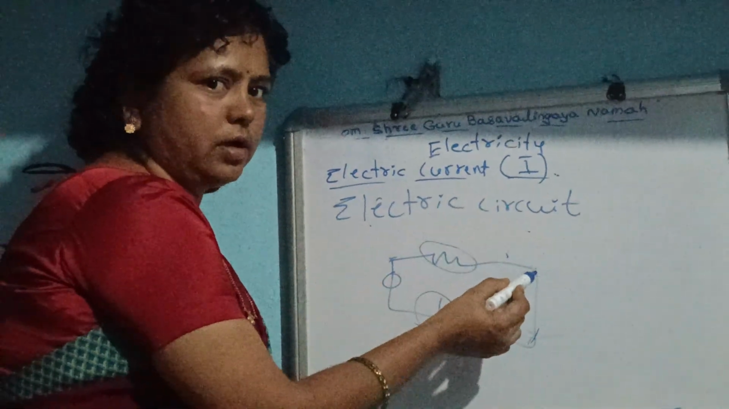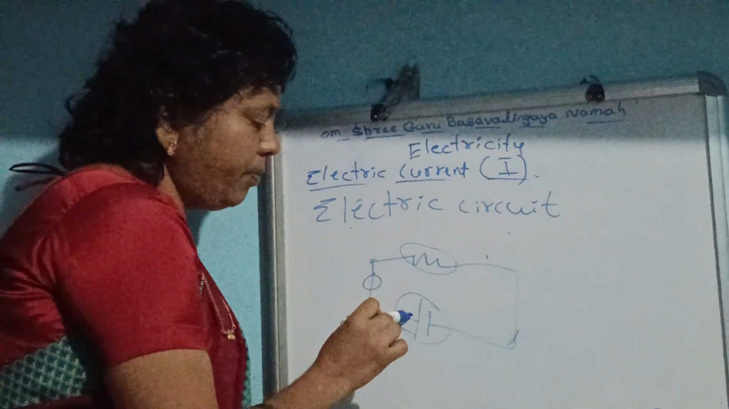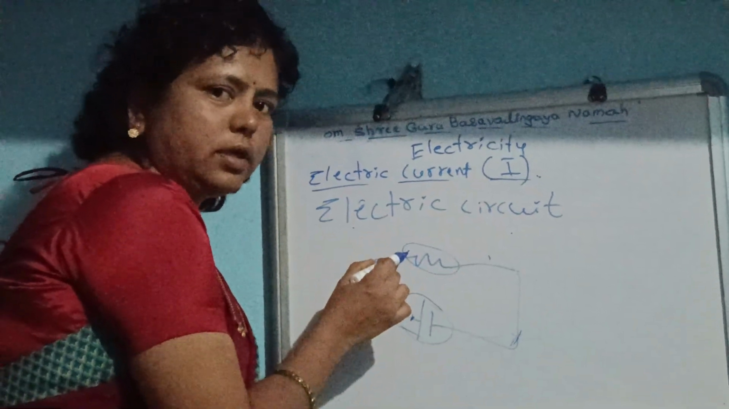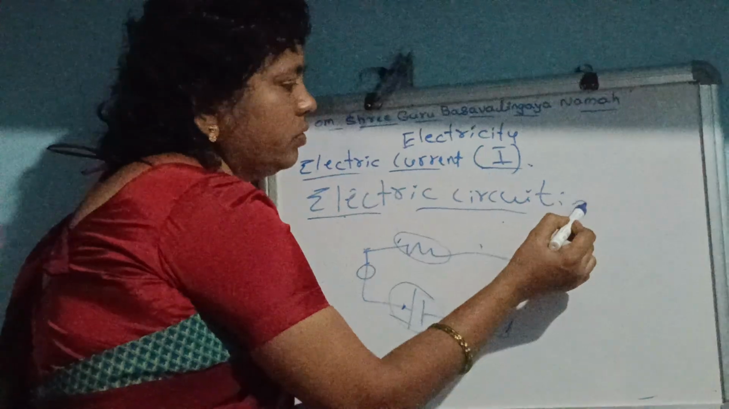There is a closed path for the movement of charges, that is the flow of the electrons with the help of a battery and some electronic components. These all are the electric circuit.